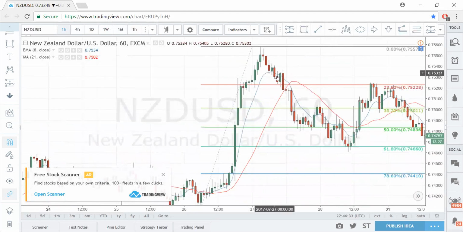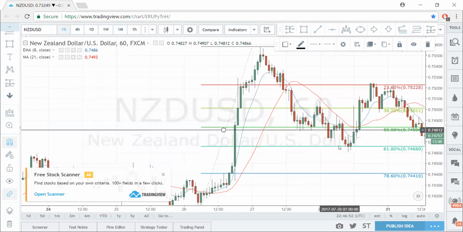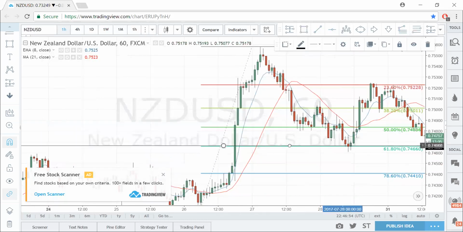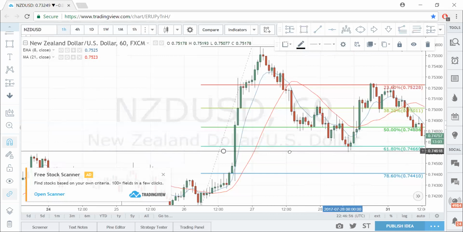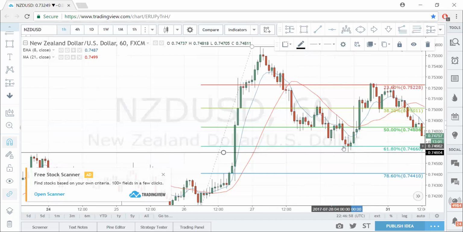Price came all the way down to 23, broke 23, came down to 38, broke 38, came down again to 50. 50 was holding small for us. Then all of a sudden it went up, then broke again. Now, if I draw a horizontal line at 61.8, right? At 61.8. Let me put it beneath here, on the wick here.